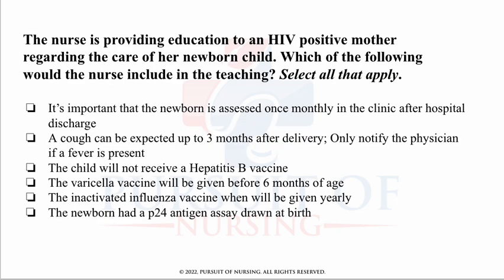Multiple response, select all that apply, physiological integrity and health promotion and maintenance. The nurse is providing education to an HIV positive mother regarding the care of her newborn child. Which of the following would the nurse include in the teaching? Select all that apply. So you have an HIV positive mother and a newborn child. Read through these statements, which are true, meaning which would the nurse include in the teaching and which are false.